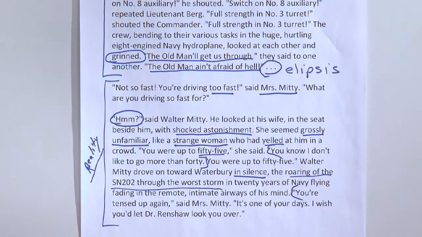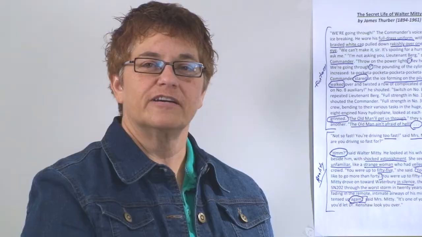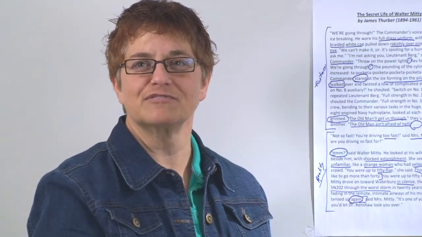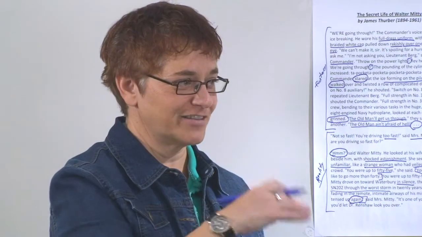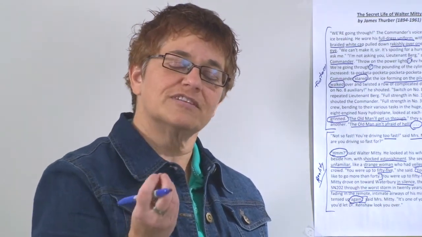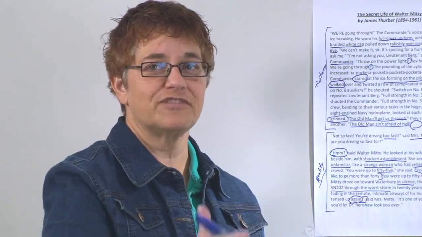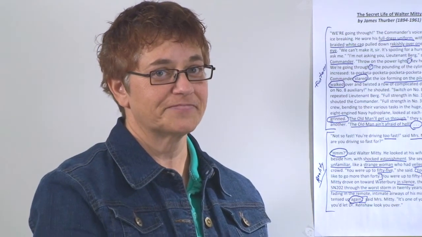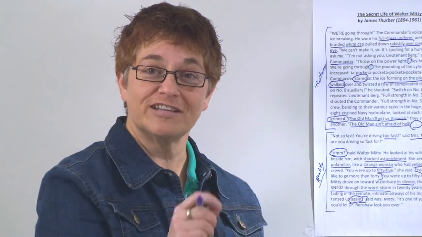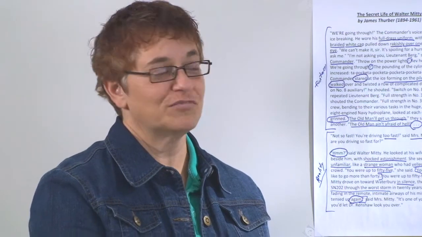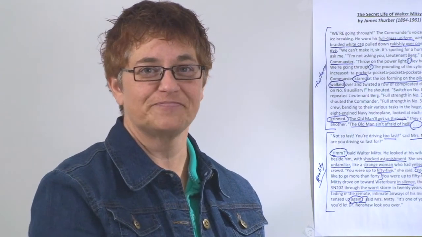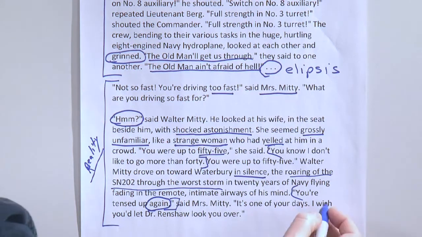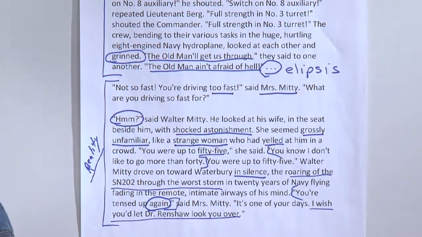The next thing his wife says to him is important as well. You're tensed up again, she says. Notice the word again. This implies that this is something that happens frequently, that he's relaxed and then he tenses, and then he's relaxed and he tenses. What this suggests to us as the reader is that his fantasy life is something that happens frequently, that this is something he goes back and forth to, and the time that he's tense is when he's in reality. But he's very relaxed and calm when he's in his fantasy life. She tells him, I wish you'd let Dr. Renshaw look you over. So she thinks there's something wrong with him.